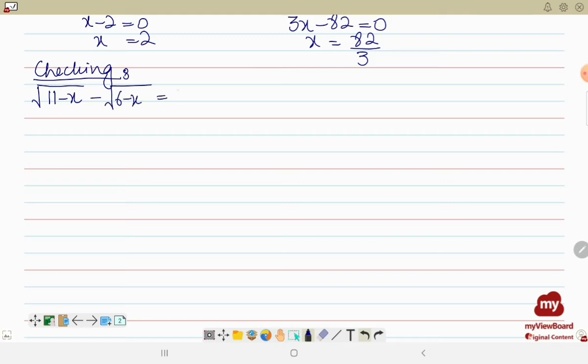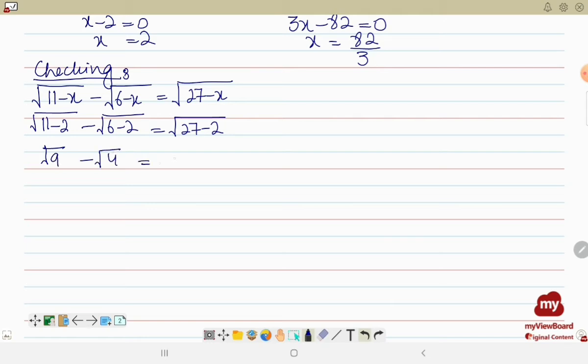Write down the question very carefully. Be careful about the signs. So instead of x, we'll insert 2 first. So we have inserted 2. Let's solve it. We are having 9, we are having 4, and we'll have 25.